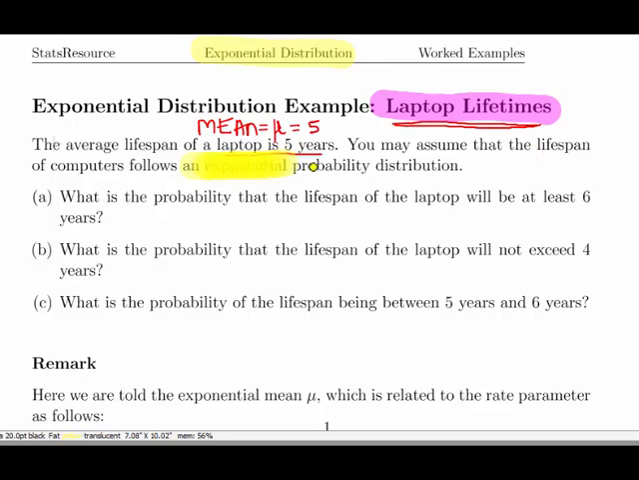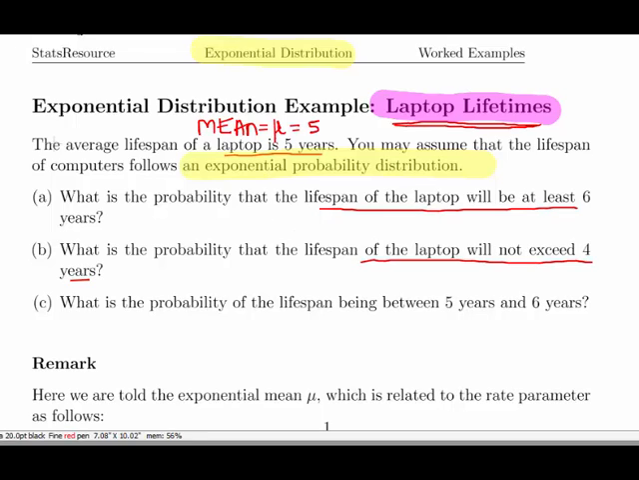Usually you should be told that. You will get told that explicitly in a question. So, what is the probability that the lifespan of the laptop will exceed, it would be at least 6 years, exceeding 6 years? And the second question is, what is the probability that it will not exceed 4 years?